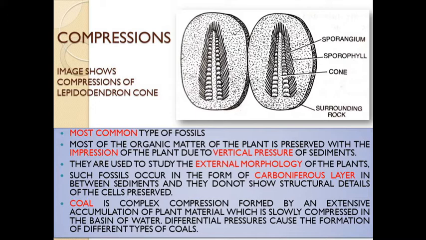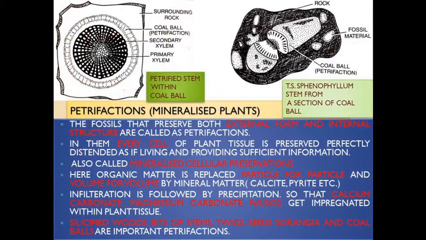So if the compressed plant organ is thin and flat like leaves, then there is not much change in its shape. It gets impregnated, it gives compression on the surface, on the sediment. So this is the most common type of fossils. And next are petrifactions. They are also called mineralized plants. Those fossils which preserve both external form and internal structure, these are called petrifactions.